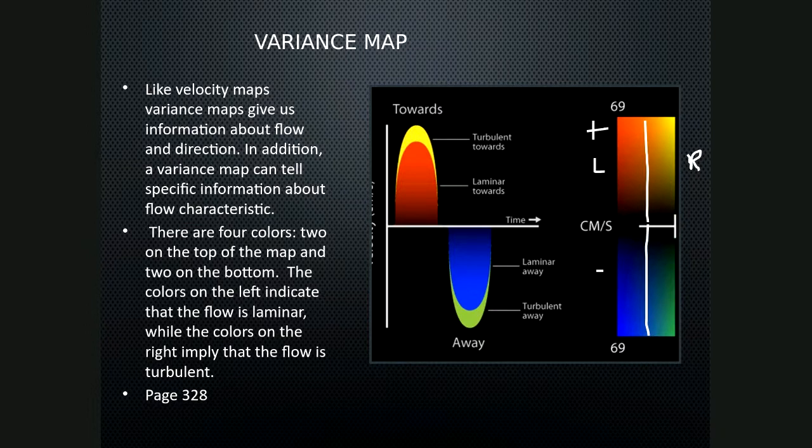Whereas if it shows up on the right side of the map, whether it's the top or the bottom, that just tells us whether it's positive or negative. But the right side, the lighter shades, the yellows and the blues, tell us if it's turbulent, disturbed flow. So that's basically how a variance map works. It has four color assignments. And just think of left laminar, which is what we're looking for, normal flow without disturbance.